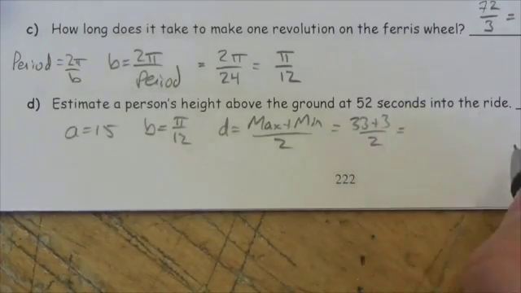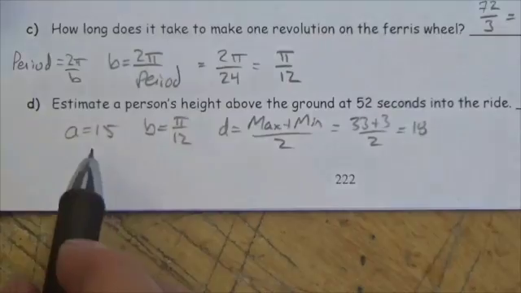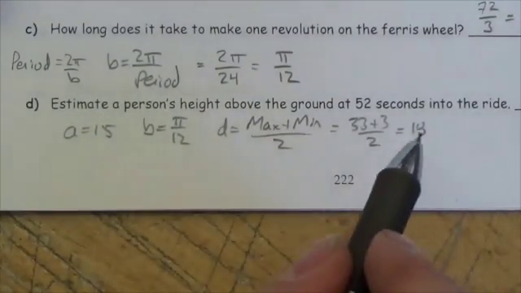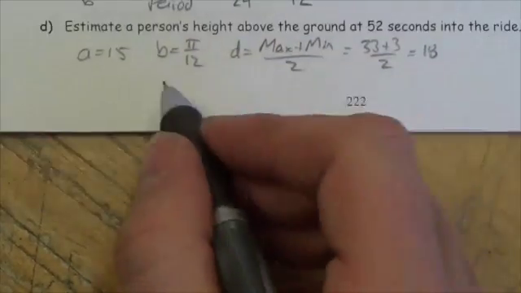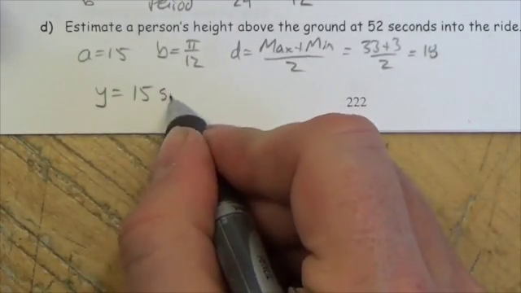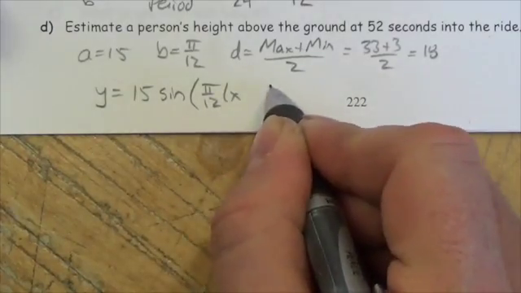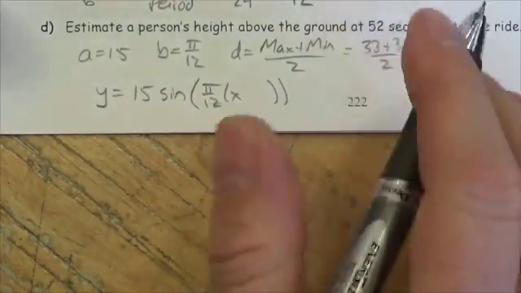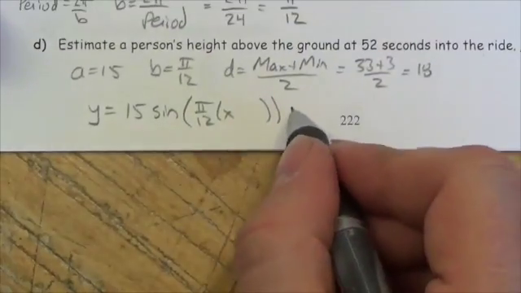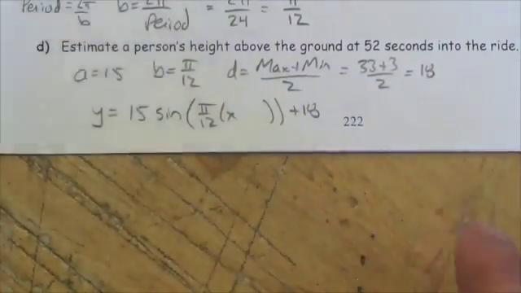Well, 33 plus 3 is 36, divided by 2 is 18. So I know A, B, and D. So I'm going to write my equation as y equals 15 sine of bracket pi divided by 12 times x. Now I don't know what C is, so I'm just going to leave that blank right now, and I'm going to put plus 18 here. I don't know what I should put in there, but I'm going to play with this first.